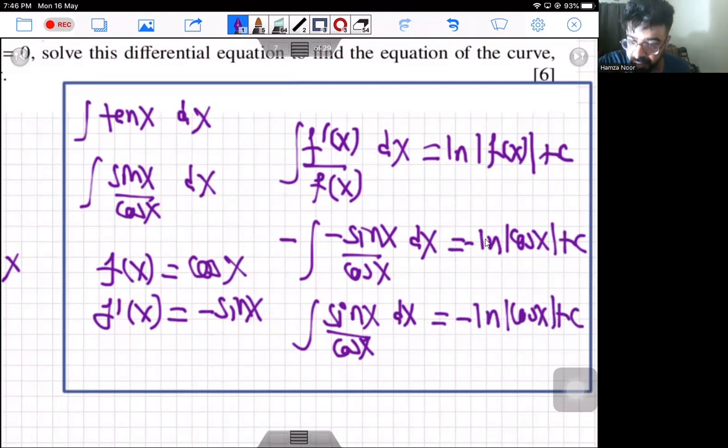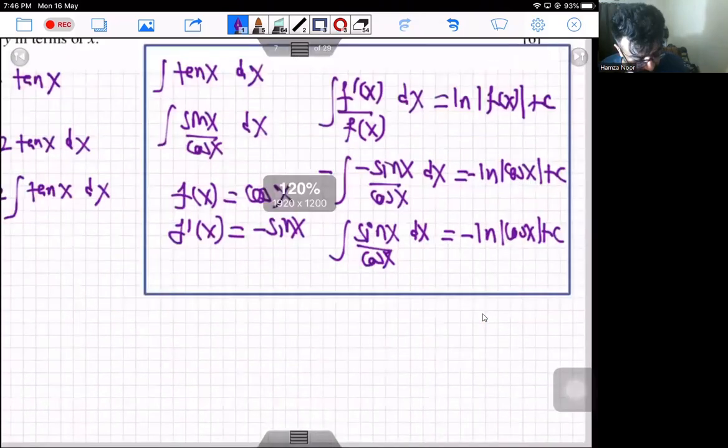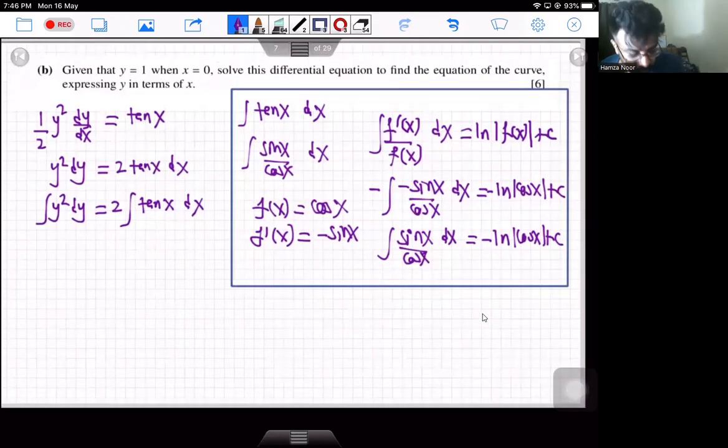You can write it like this, or according to the laws of logs, this minus 1, the constant term, can be taken into the power. So this will be ln of cos x raised to the power minus 1, which is ln of 1 over cos x, which is eventually ln sec x. You can write that as well. So when you integrate sin x over cos x with respect to x, you will exactly get minus ln cos x plus c. Now we can use this working.